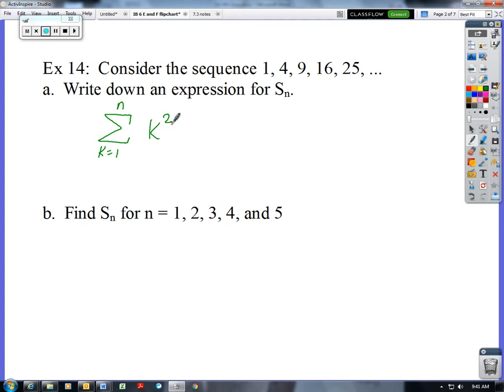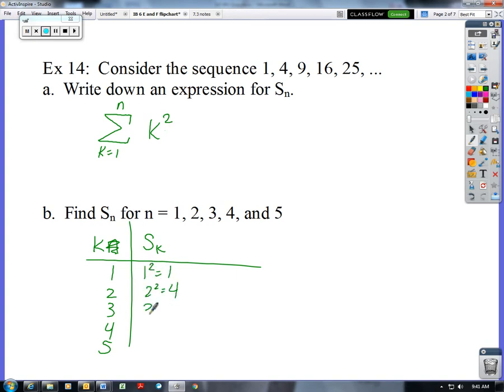Then down here you can test it. What I'm going to do is make a little table. I like doing these kind of tables here. 1, 2, 3, 4, 5, and then s sub k. Well, this should be k here. You have to be careful there. Okay. So I just want to test my formula, so I'm going to plug these numbers into the formula. So 1 squared is 1, 2 squared is 4, 3 squared 9, 4 squared 16, 5 squared 25. And then I look up here and it checks.